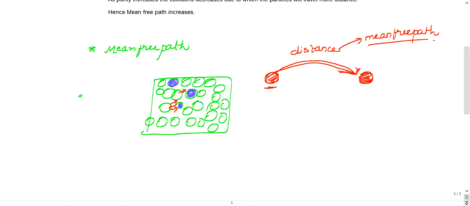And the time taken to collide, from this point to this point, whatever time it spends freely, the free time it spends, is known as its lifetime. Once it collides, its lifetime will finish. So this is the concept of mean free path.